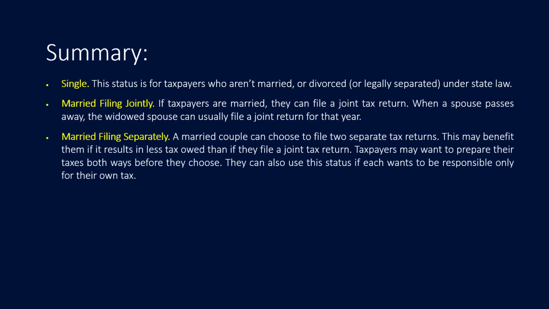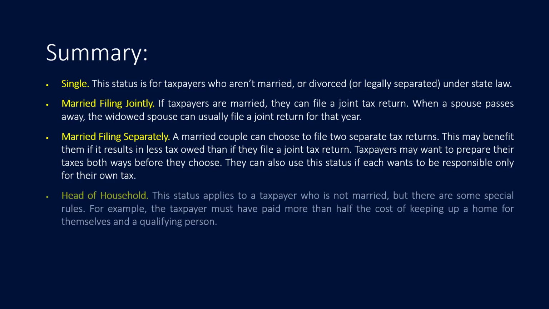Married filing separately. The married couple can choose to file 2 separate tax returns. This may benefit them if it results in less tax owed than if they file a joint tax return. Taxpayers may want to prepare their taxes both ways before they choose. They can also use this filing status if each wants to be responsible only for their own tax.